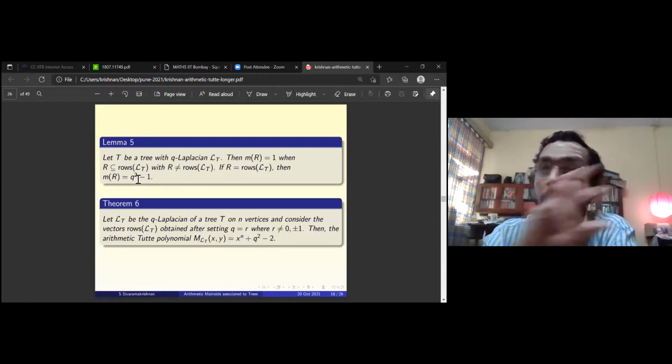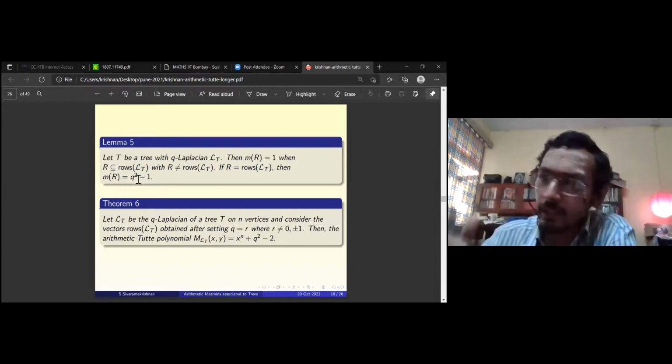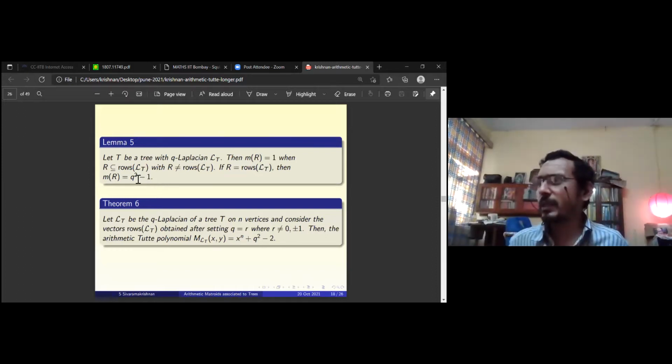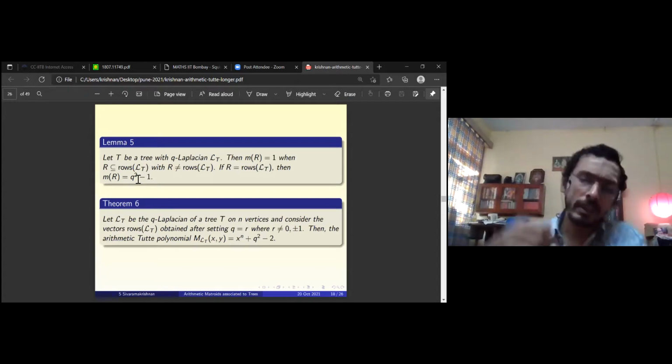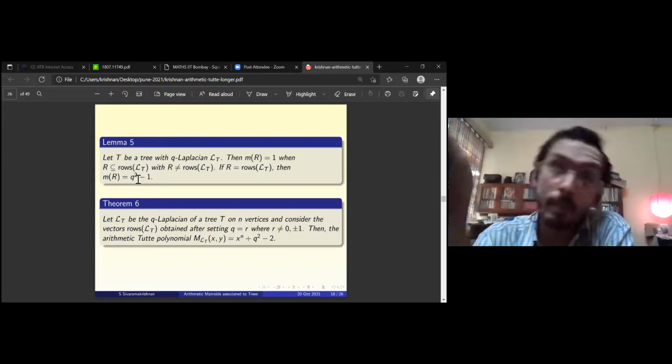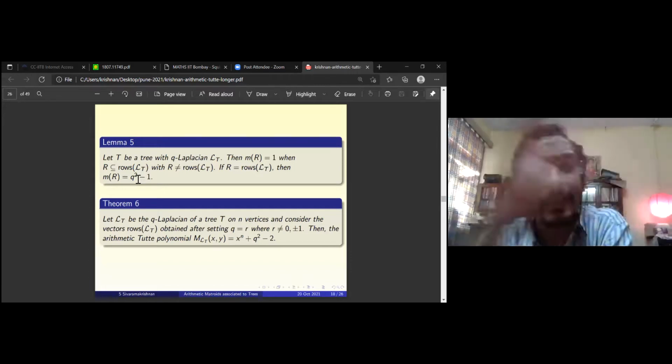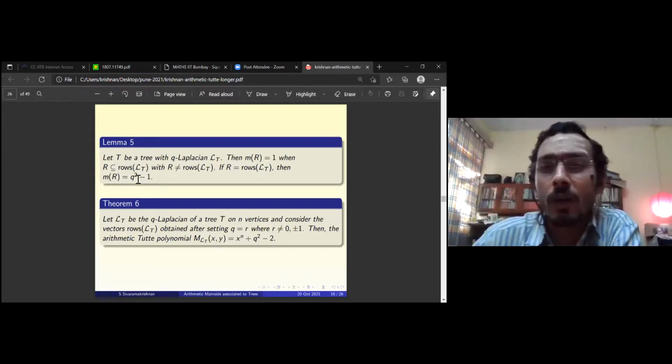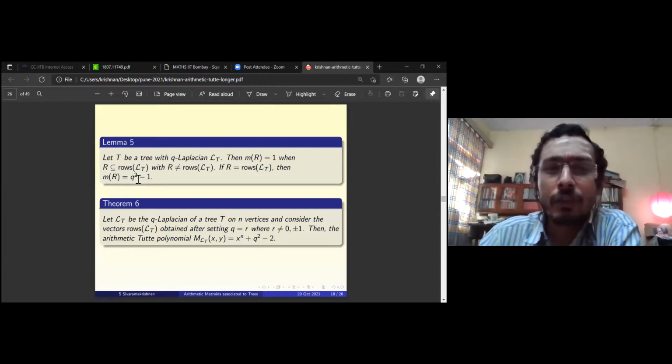In general that doesn't mean the minors will go through, but there is a theorem of Cauchy which relates minors of a matrix to complementary minors of the inverse. So with that you can get something. It's not too hard. We can get something.